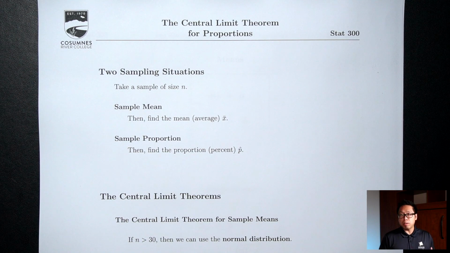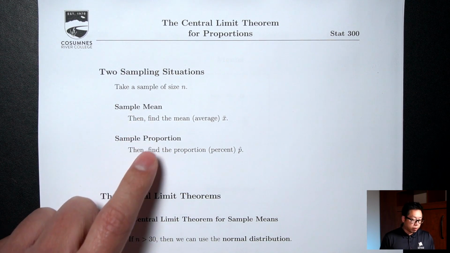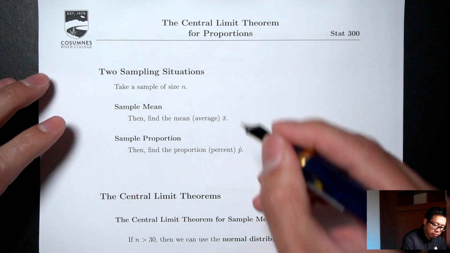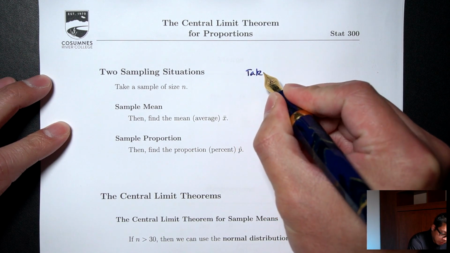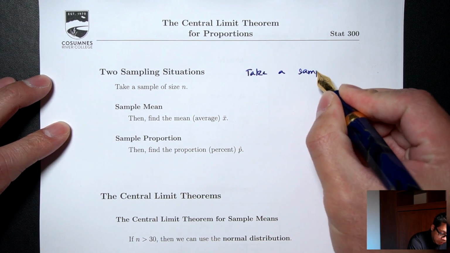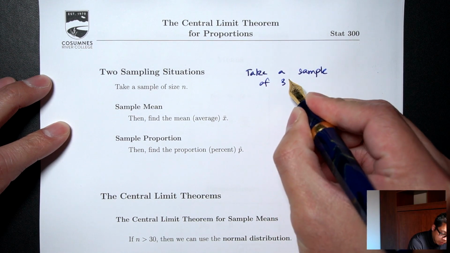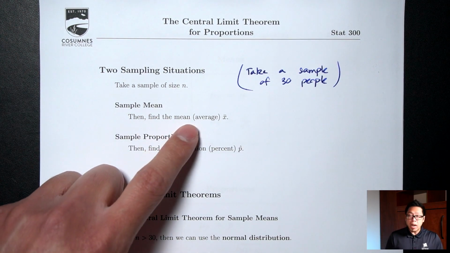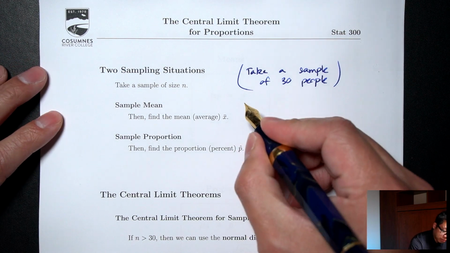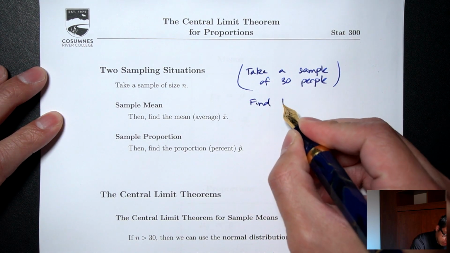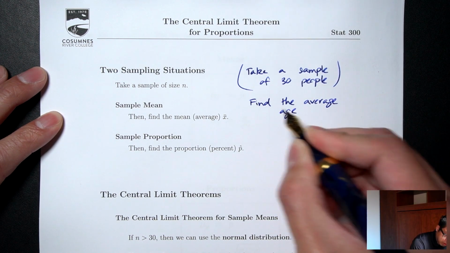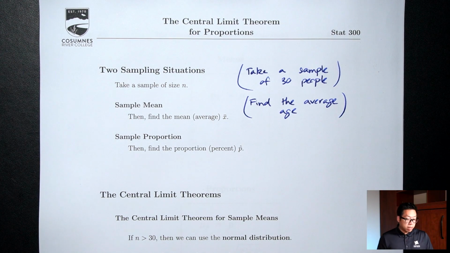There's two main things we can do after we take a sample. We can either find the mean or we can find the proportion. So for example, say we take a sample of 30 people. An example of finding the mean or average would be finding the average age. An example of finding a proportion would be finding the percent that likes Netflix.